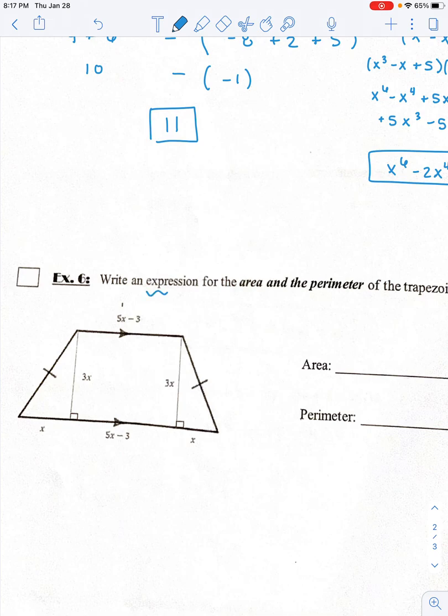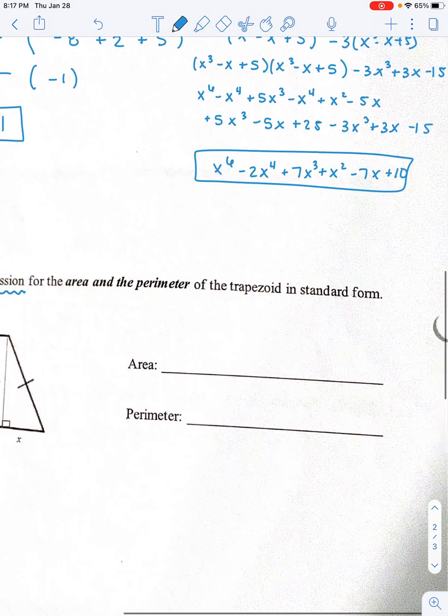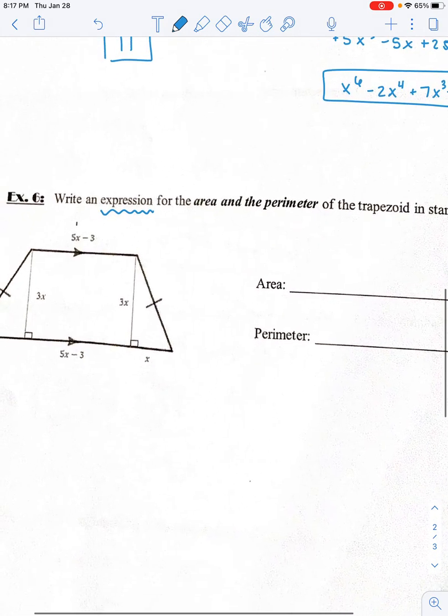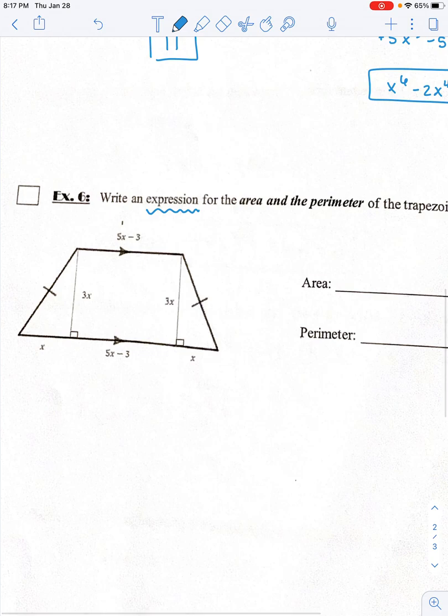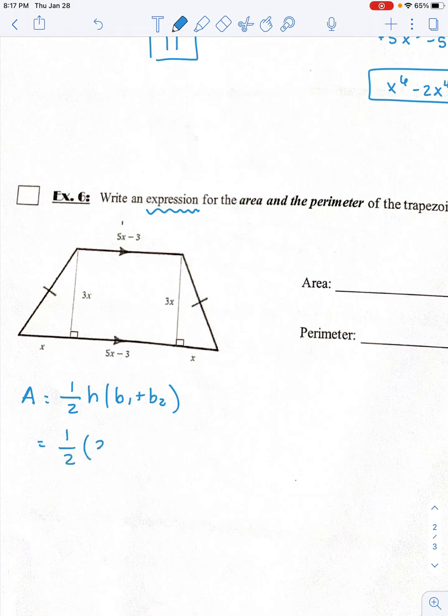All right, last problem is more like an application problem here. So we've got this trapezoid. We need to find an expression for the area and the perimeter. When it says expression, it's going to have an answer with x's involved, so you're not actually getting an exact answer. The area formula for a trapezoid is 1/2 the height times base 1 plus base 2.